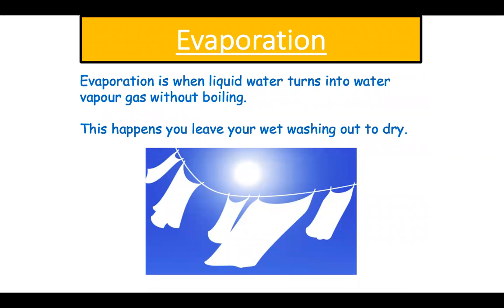Okay. Evaporation. That is why our wet clothes become dry when exposed to the sunlight. When you leave your wet washing out to dry, that is evaporation. So what are the reasons for evaporation? You can see 2 reasons here in this picture. If you analyze the image, you can tell the reasons. So what are the 2 reasons?